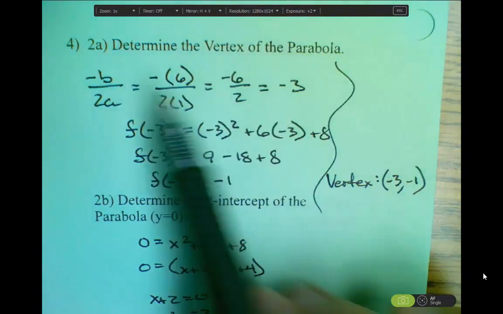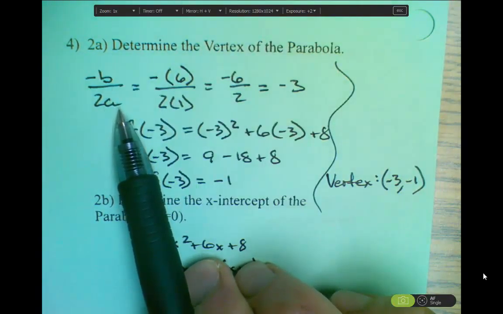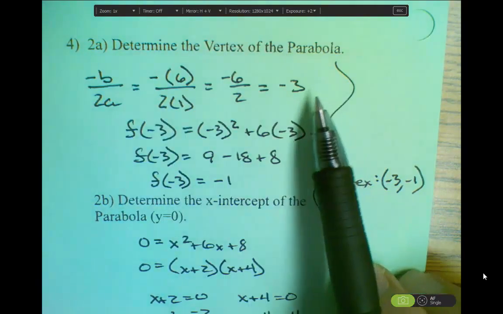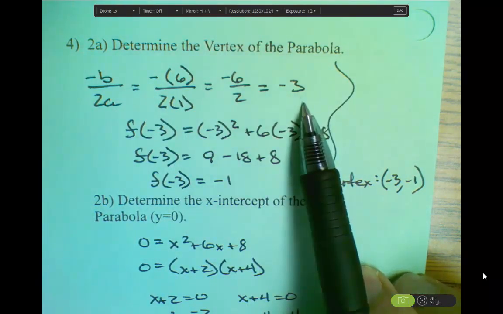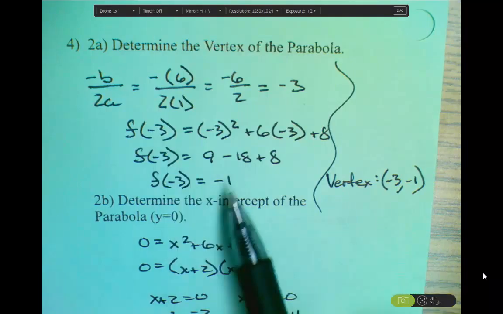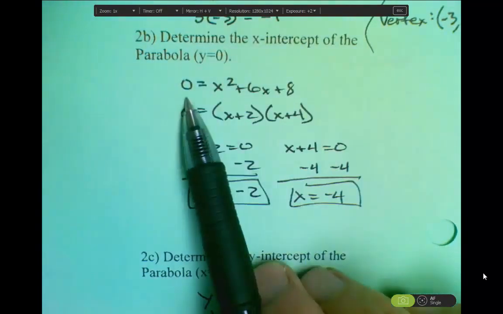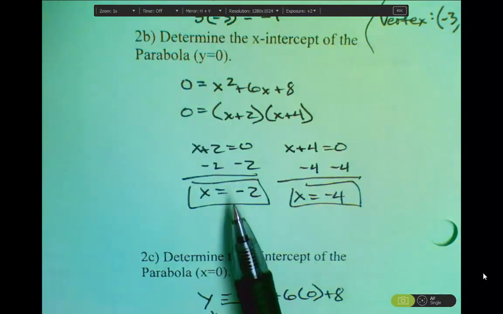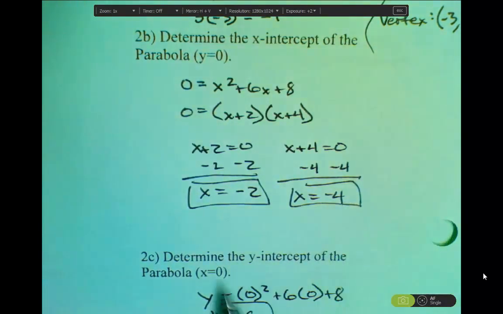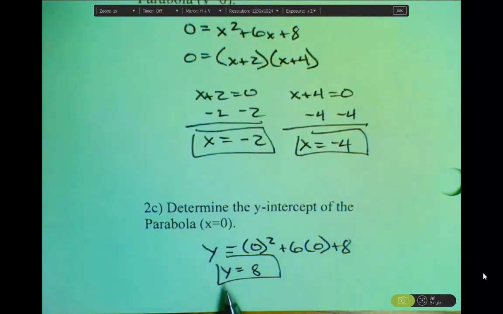Given the equation in standard form, I'm going to use my little formula -b over 2a to get the x value of the vertex. Plug x back into the function to get y. So my vertex is at (-3, -1). If I plug in 0 for y and factor it, after I solve it, I'll get -2 and -4. And lastly, if I plug in 0 for x, my y value is +8.